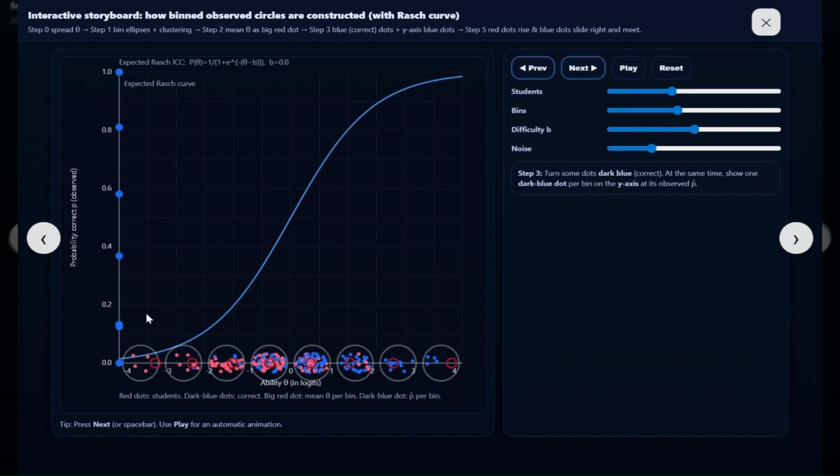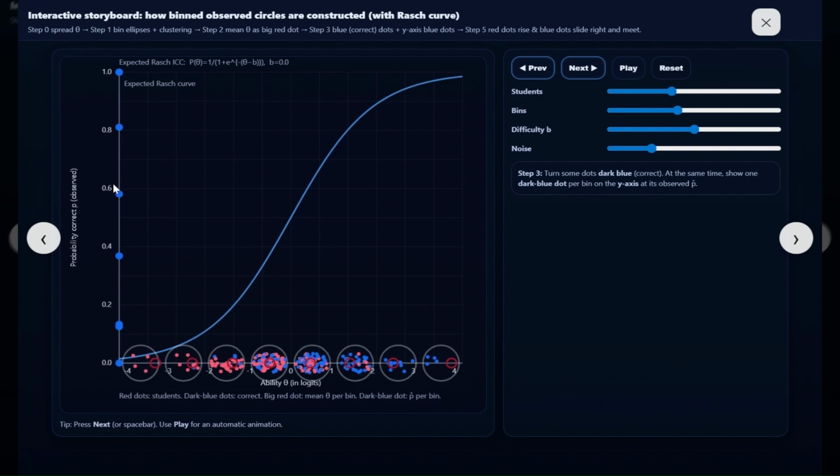And now we put that here. We put each one of these that we calculated on the y-axis, because the y-axis is the probability. Now these blue dots are the observed probability. These are not expected. The expected probabilities are here along that Rasch line or Rasch curve. But here, these are the observed.